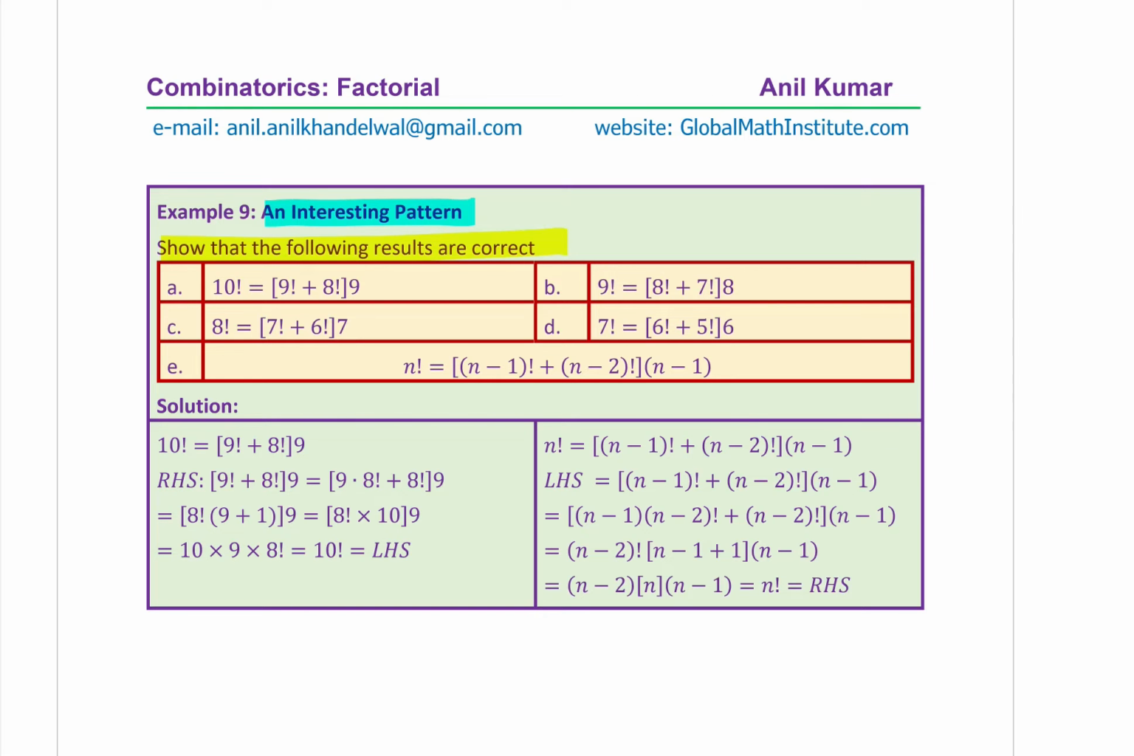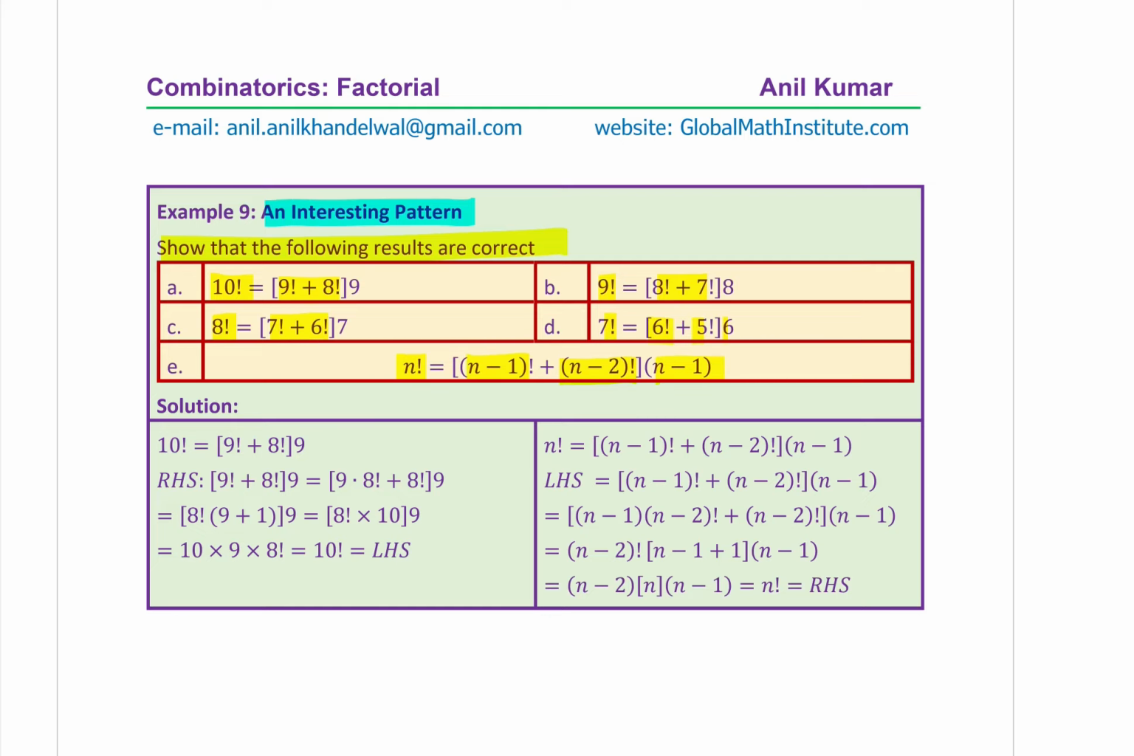And what are the results? 10 factorial is written as 9 factorial plus 8 factorial times 9. Okay, and what is 9 factorial written as? 8 factorial plus 7 factorial times 8. And 8 factorial as 7 factorial plus 6 factorial times 7. 7 factorial as 6 factorial plus 5 factorial times 6. Wow, what a series. So basically, I can write n factorial as (n minus 1) factorial plus (n minus 2) factorial times the number n minus 1. Wow, can it be true?